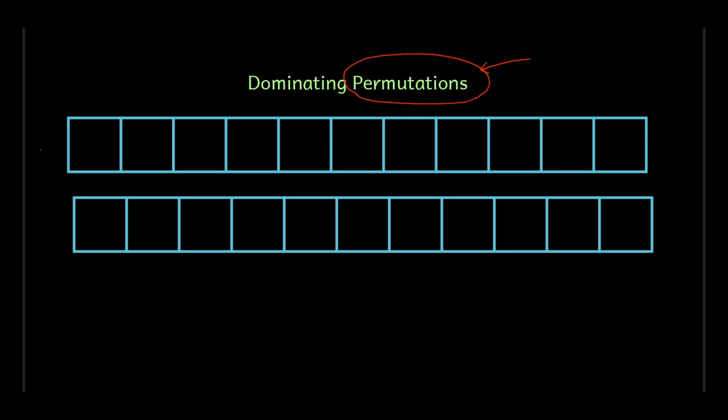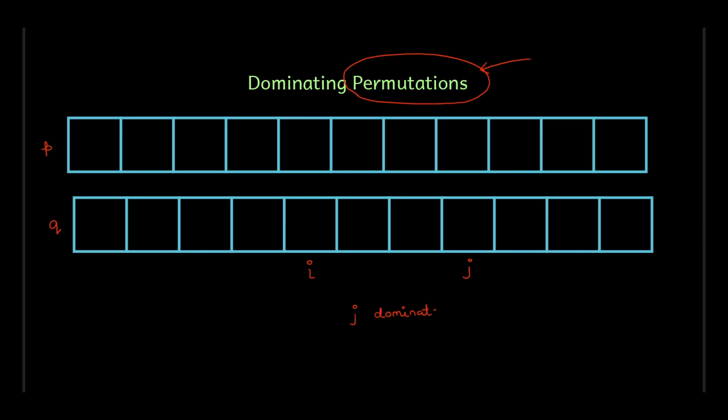So you are given two permutations. This is permutation P, this is permutation Q. And let's consider two indices. Suppose this is I and this is J. J is to the right hand side. So we say that the index J dominates the index I.